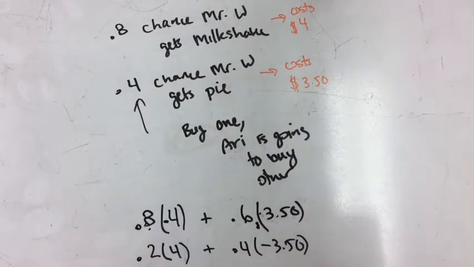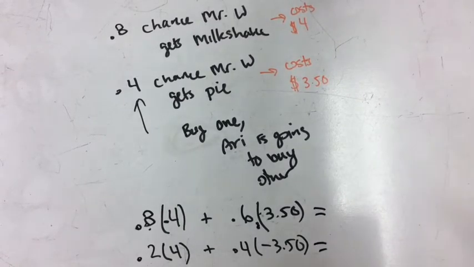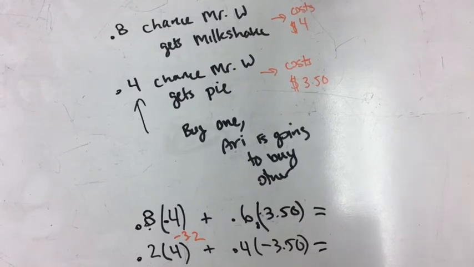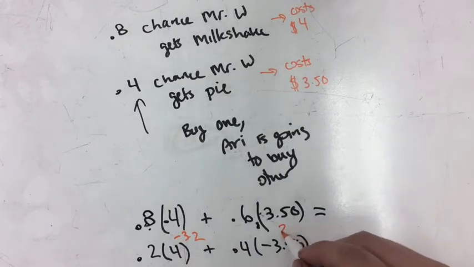0.8 is the chance that I do get it, and then it's going to be 0.4 times the amount that I'm going to spend. Okay, so there's two different equations, and what we're going to do is get answers to both of these. So 0.8 times 4 is 3.2. So this is negative 3.2. Okay, and then we have 0.6 times 3.5 is 2.1.